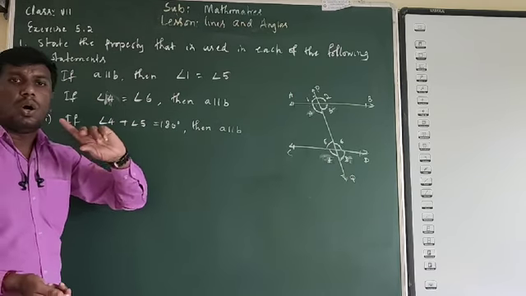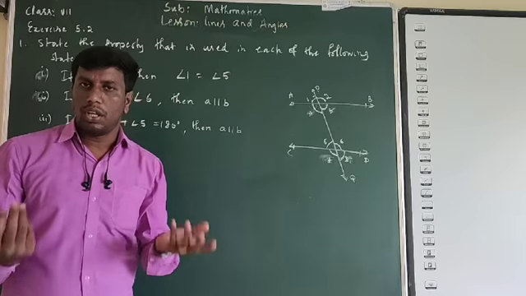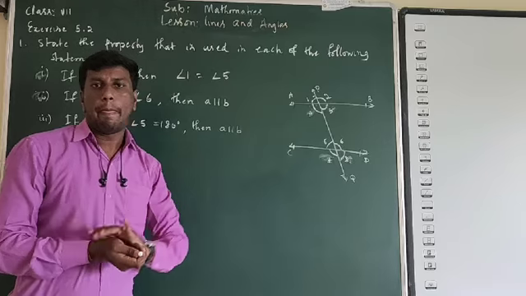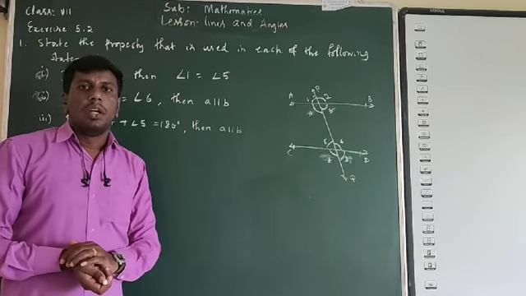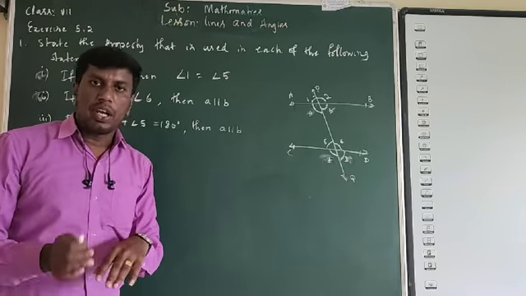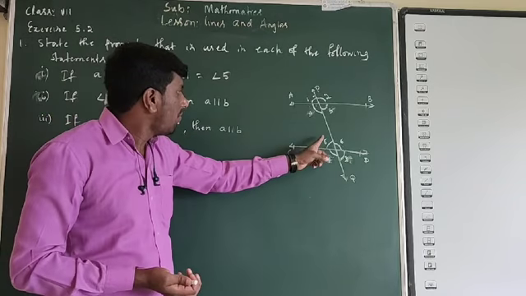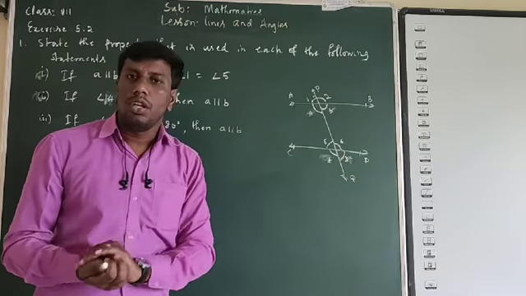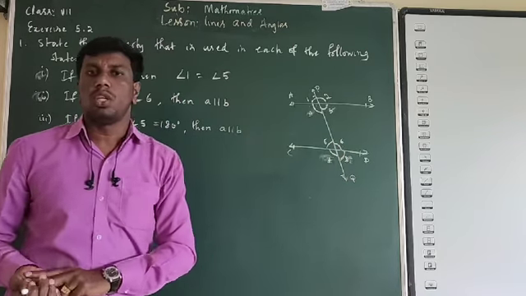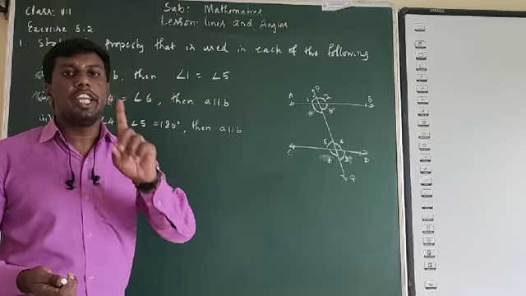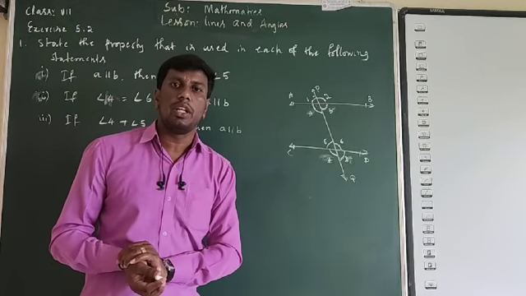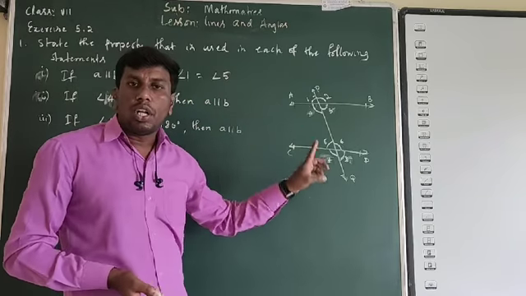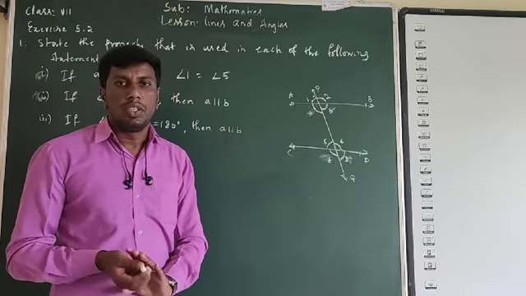Now, we know that a pair of alternate interior angles are equal. These two are equal and these two are equal if these two lines are parallel. And each pair of corresponding angles are also equal: 1 and 5 equal, 4 and 7 equal, 2 and 6 equal, 3 and 8 equal, if these two lines are parallel.